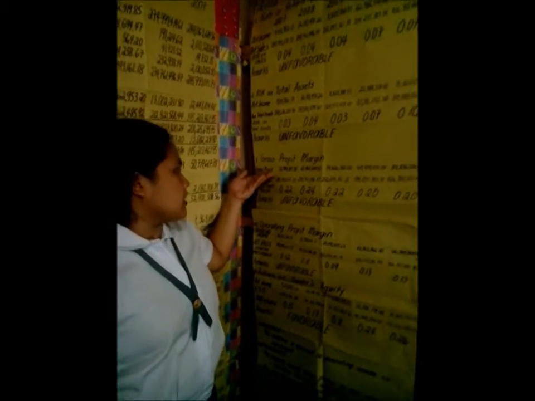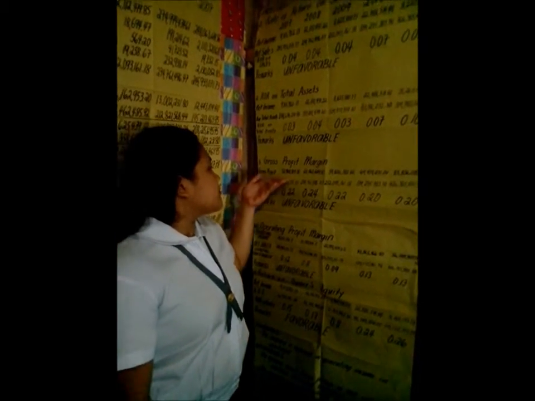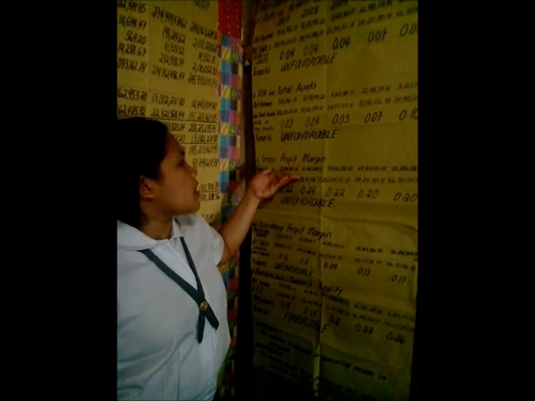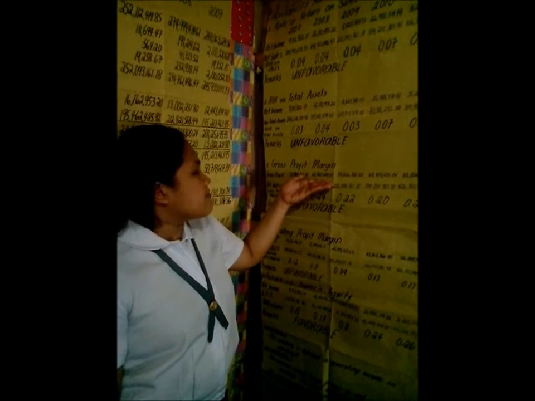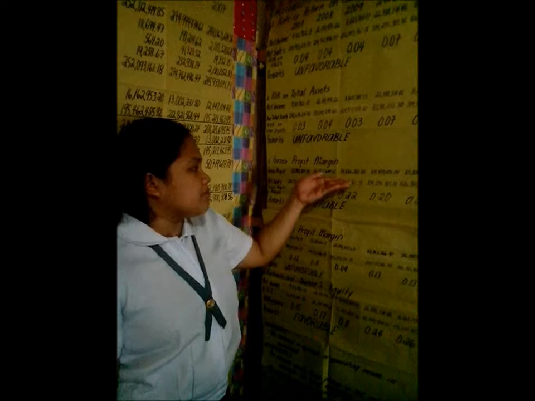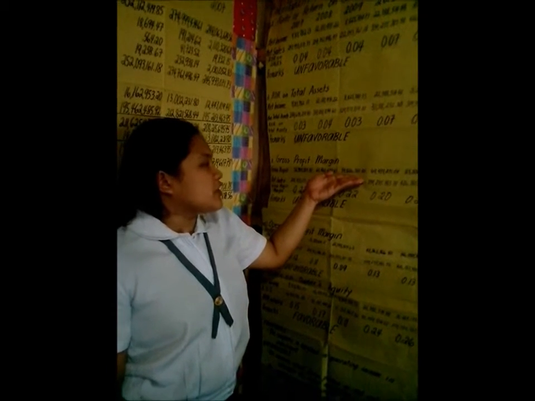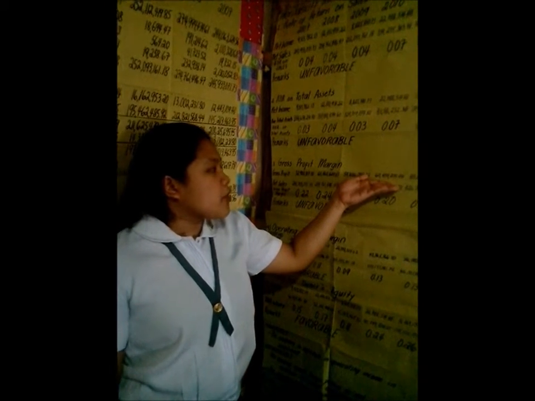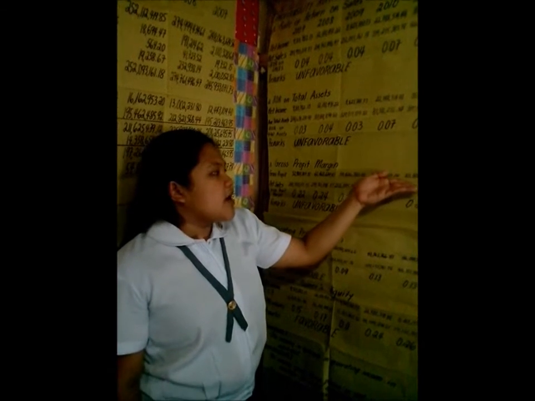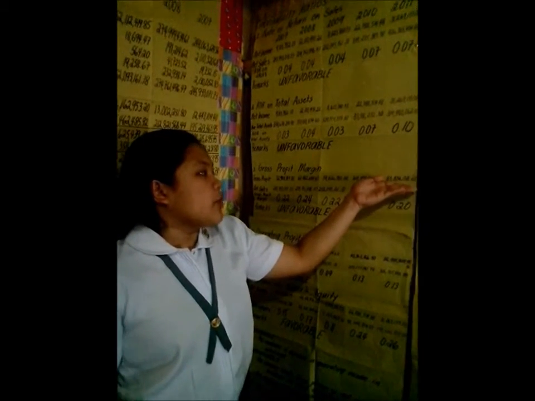So, the gross profit of the company is 52.9 million in 2007, 65.4 million in 2008, 54.8 million in 2009, 69.5 million in 2010, and 83.8 million in 2011.